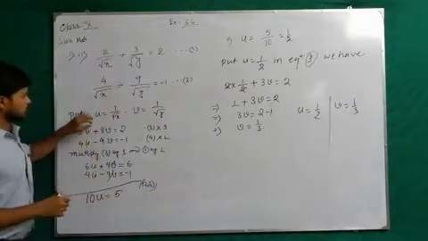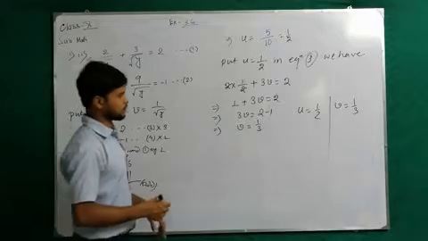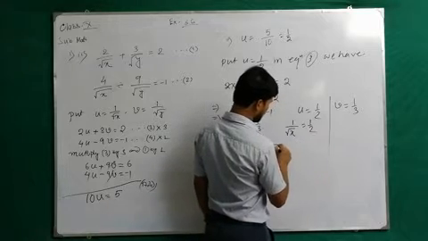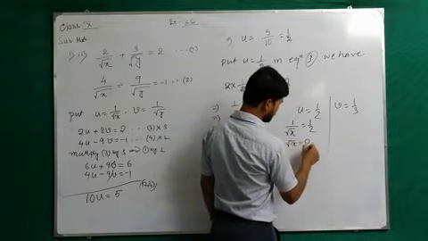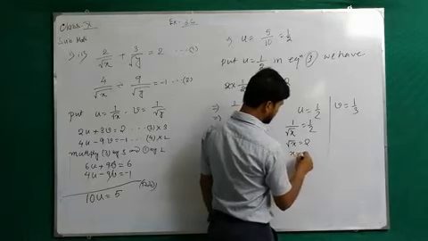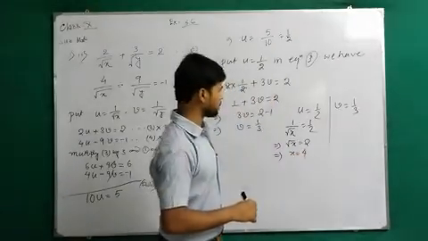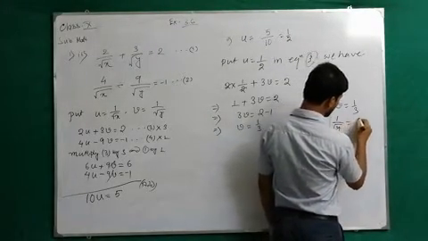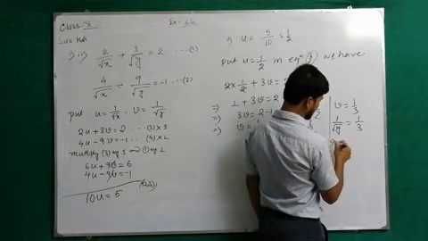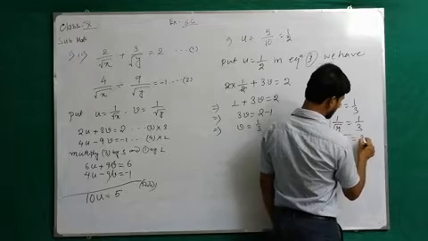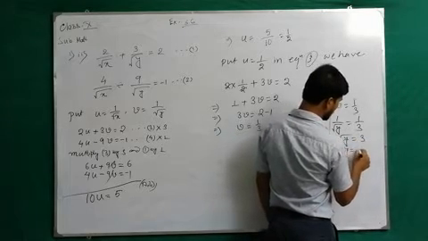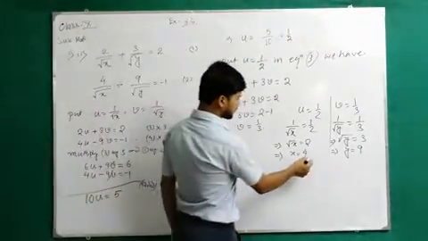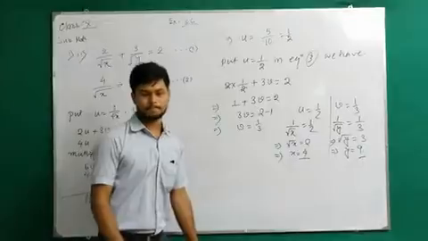Now according to our consideration, we have taken u equal to 1 by root x. That means 1 by root x is equal to half, which implies root x equal to 2, and which implies x equal to 2 square, that means 4. Similarly, v equal to 1 by root y, which will be equal to 1 by 3. That means root y equal to 3. That means y equal to 3 3s are 9. That means the solution of the equations are x equal to 4 and y equal to 9. So simple.